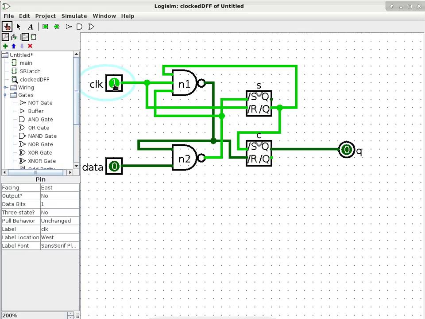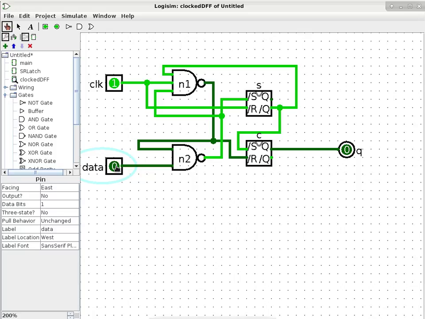See the other input of N2? That's already a 0. So by changing the data pin from 0 to 1, the only change is just that one single wire, because N2 already has one input being a 0, which means whether the other input is a 0 or 1 is not relevant. So there's no change. Just to confirm that, look at this. Nothing happens to the output.